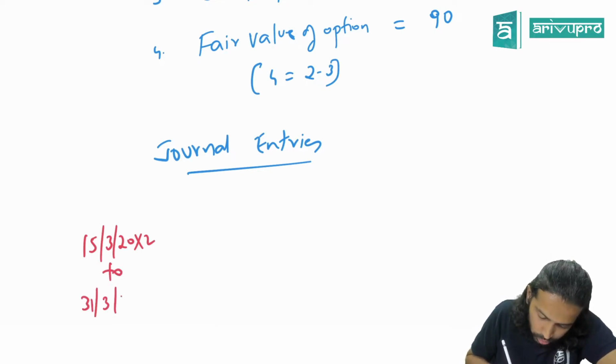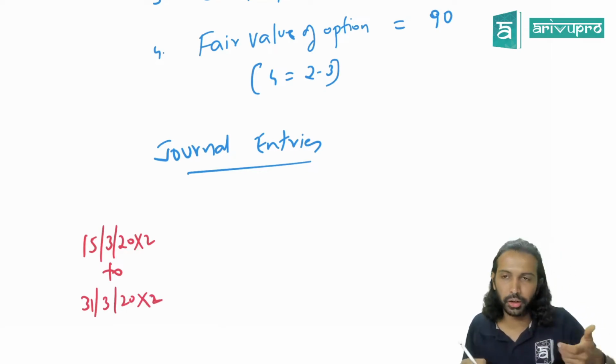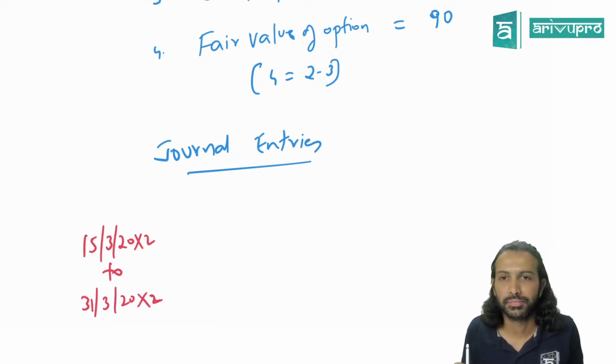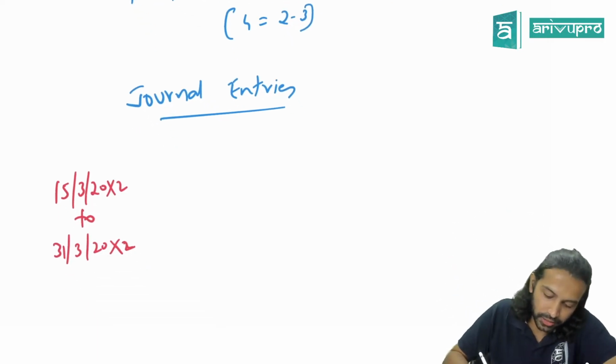31st March 20x2. They have not given the date, so what can I assume? Sir, I want to assume 31st March, right? Who told you? Yes. They have not given specific dates, I've just kept the same thing. Fine. Now look at this entry.